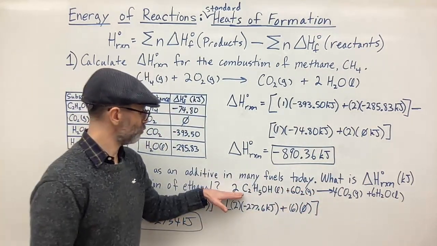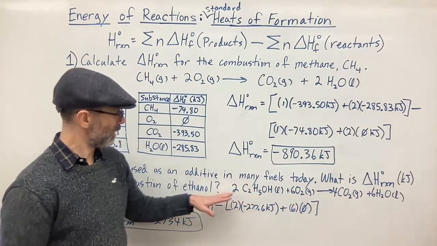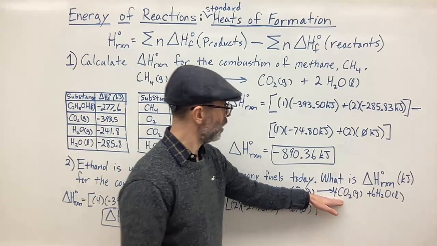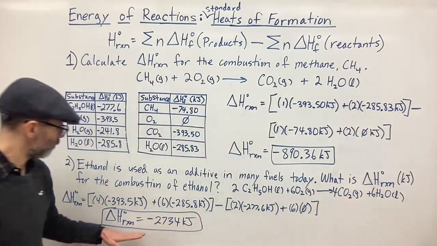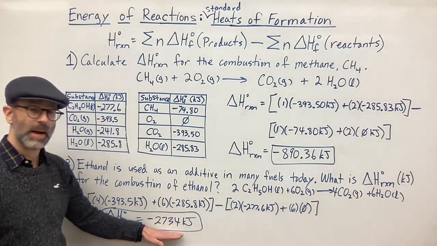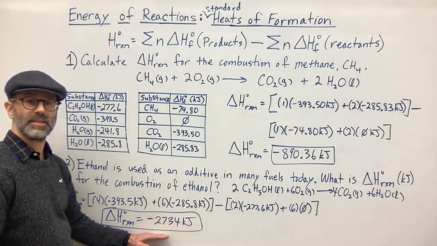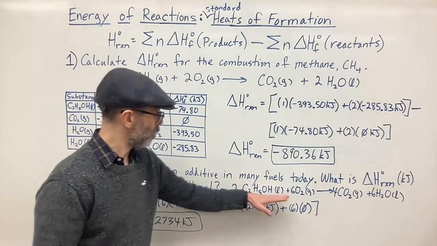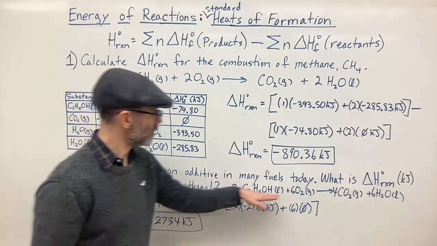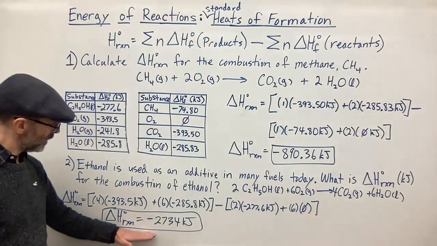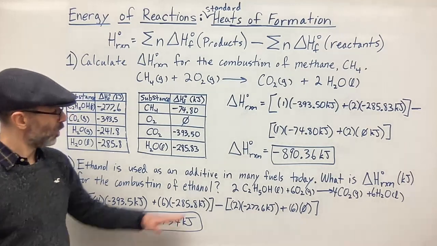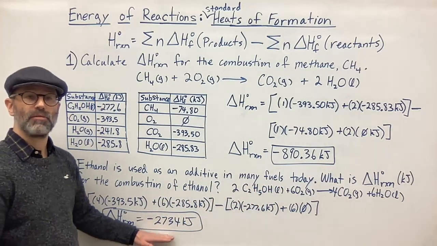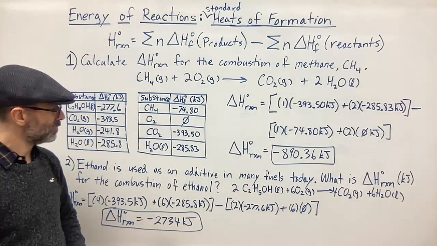If I was to reduce the numbers here, if I was to divide everything by 2 to get the coefficients into their lowest whole number ratios, then I would have to divide this by 2 to get the delta H for that reaction where the coefficients are reduced. So this heat is per reaction. Here this is double the reaction, so this would be double of that. I hope that makes sense.